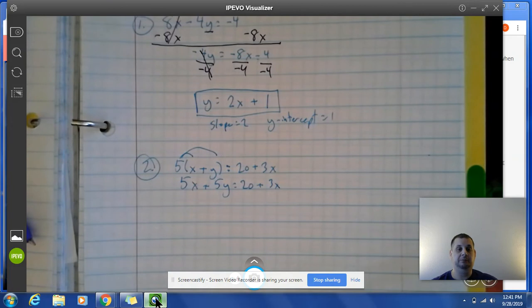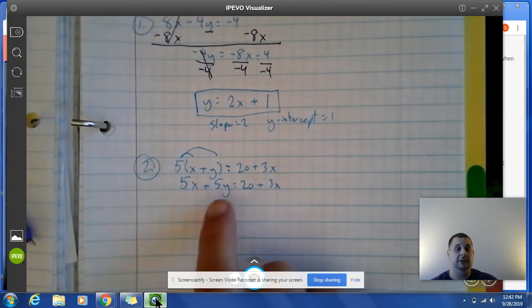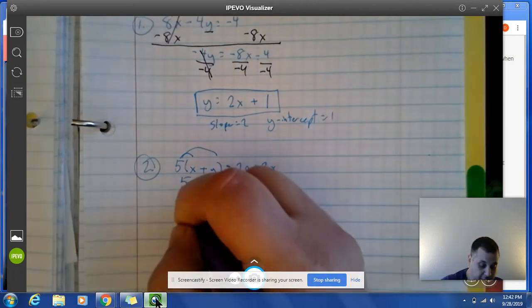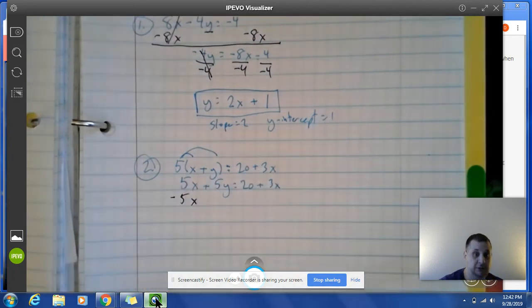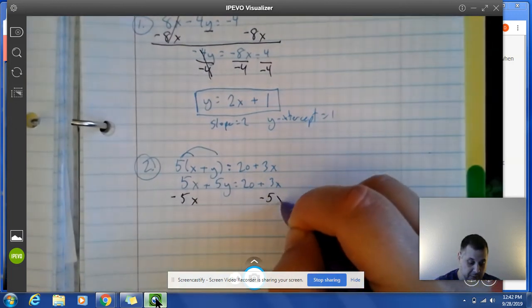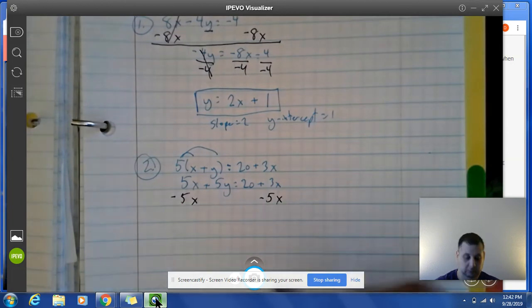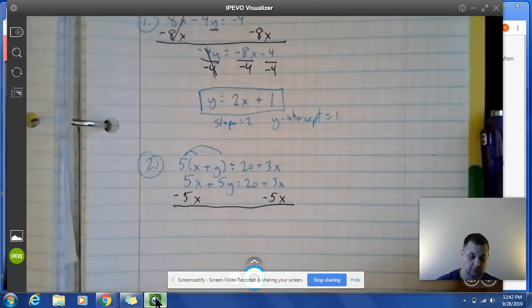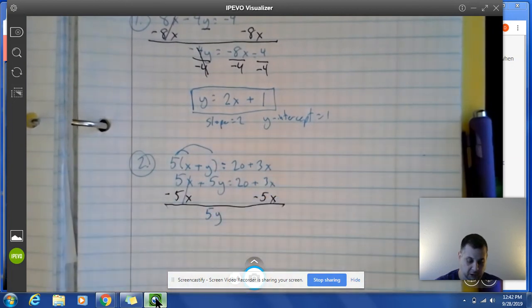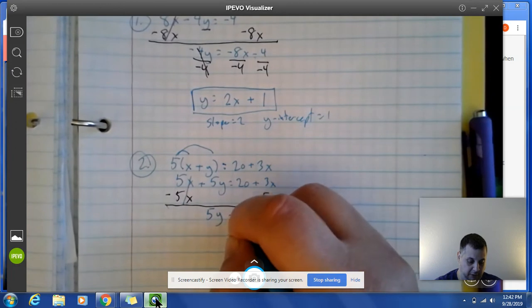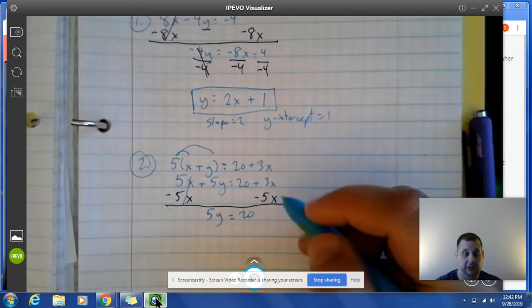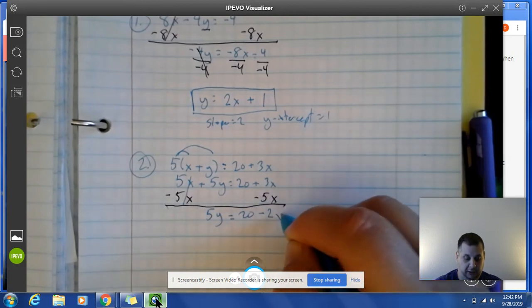Okay, so there's that. All right, so now I see in order to get y by itself, we have this 5x here. So to get rid of this positive 5x, I'm going to subtract this 5x. Over here, guess what? We have something that's like terms. So, boop. So 5y equals 20, and then 3x minus 5x is negative 2x.